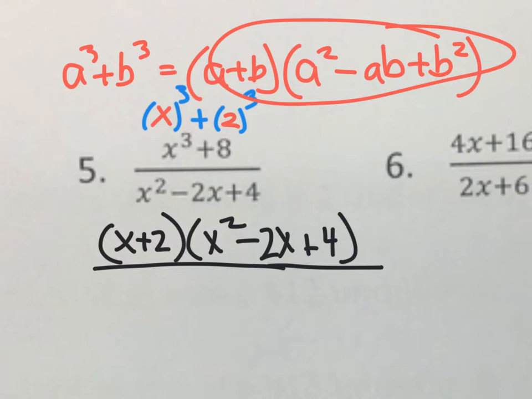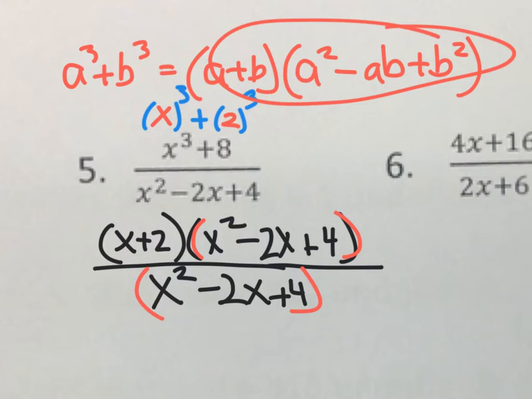Now on the bottom, as you could see, you might think that you could factor that, but you really can't. What times what is positive 4 that if you add together is negative 2? It doesn't work. So all you do is rewrite it. X squared minus 2x plus 4. And because you have the same quadratic trinomial on top and the same quadratic trinomial on the bottom, those cancel out. And your final answer for number 5 on last week's test is simply x plus 2.